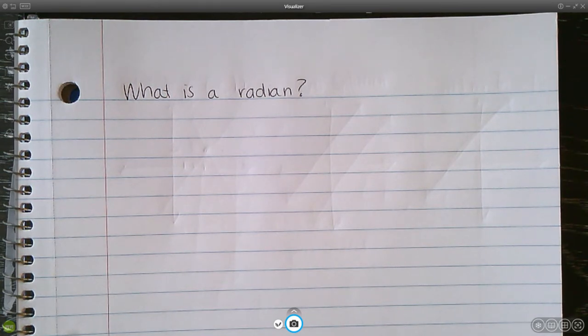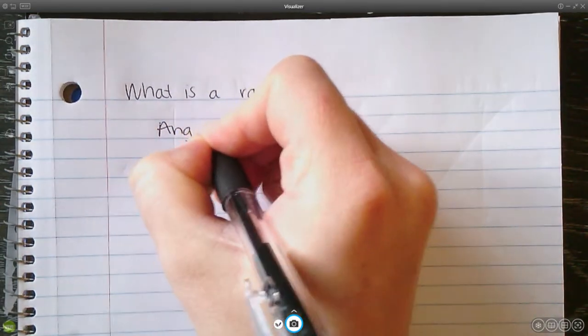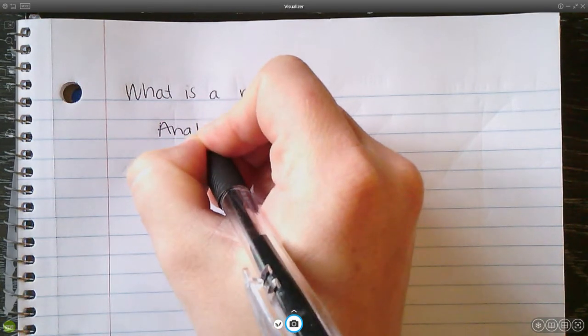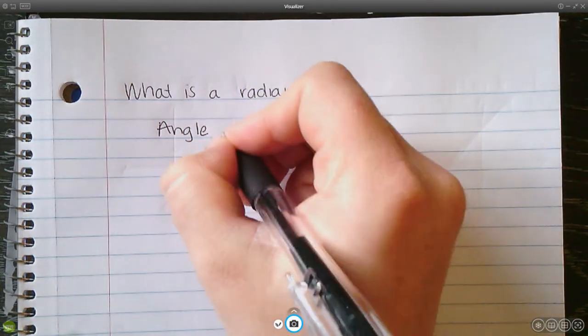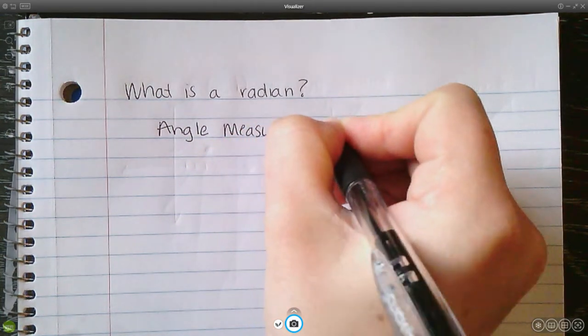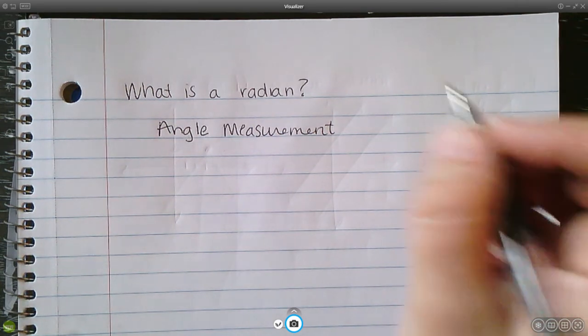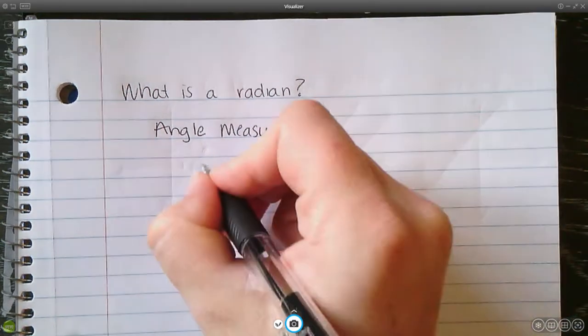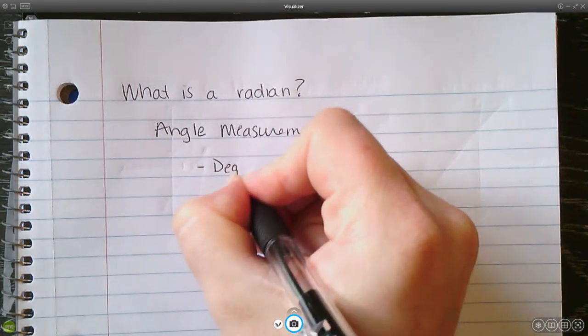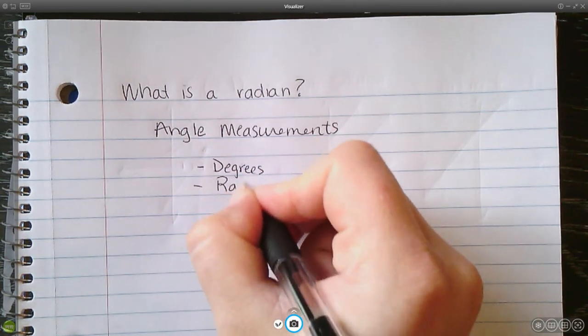So if I wanted you to measure an angle, you would probably say an angle measurement is 90 degrees or 60 degrees. So angle measurements can be in degrees. And then yesterday we learned they can also be measured in radians.